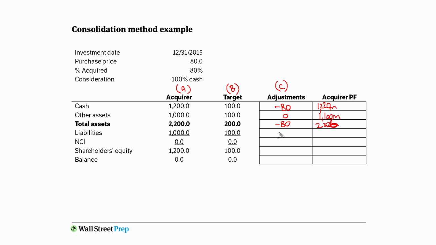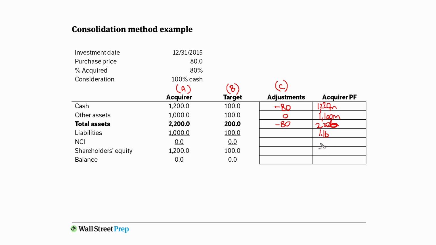Liabilities, no change there. If both companies had some debt on their books, they can just lump the two together, and we're not going to assume any sort of refinancing or any sort of changes to leverage. All the information we have is we just bought the company. So the consolidation method says we lump everything together, no adjustments. We simply get 1.1 billion in consolidated liabilities.